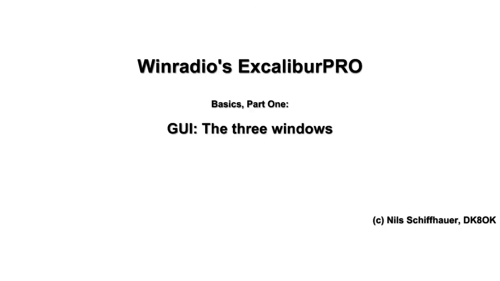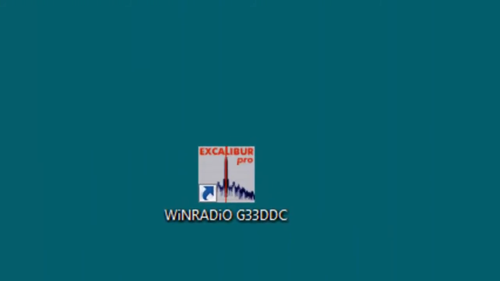In this video I would like to show you some basics on how to work with Winradio's ExcaliburPRO. After installation of the software, you will see an icon on the desktop. Double-click it and the receiver will come to life.